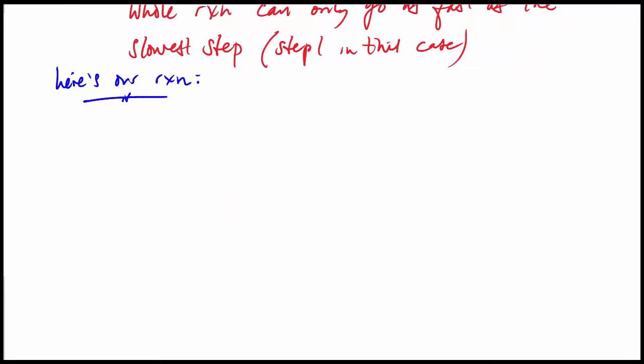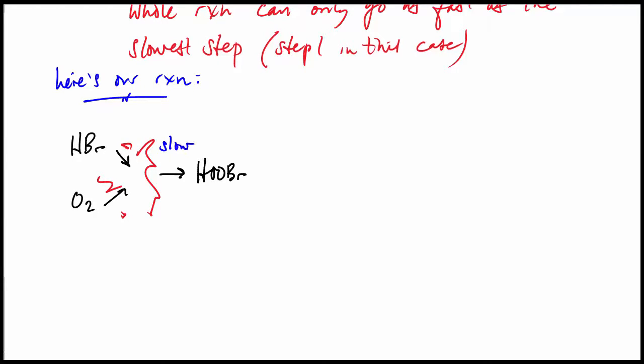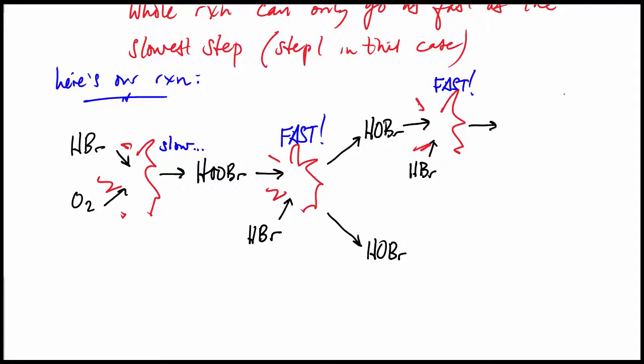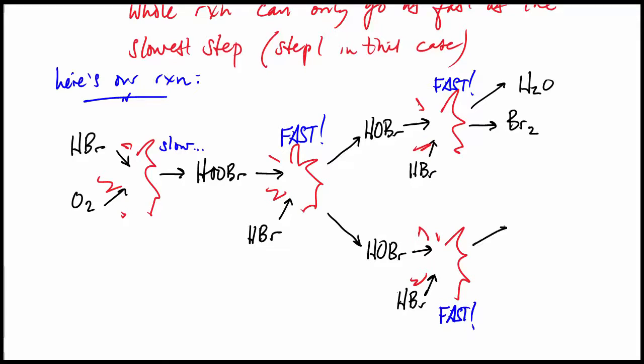What does that really mean? Well, let's have a look at our reaction. There's the hydrobromic acid and the oxygen, they'll collide together, making our friend Huber. That's a slow reaction, remember. Huber is then going to get collided with another hydrobromic acid molecule. That's a fast reaction now. And this collision will yield the Hober and another one going in the other direction. That first Hober gets hit by another hydrobromic acid molecule to produce the bromine and the water molecule. Same thing happens to the bottom Hober, it gets struck by another hydrobromic acid in a fast reaction, giving you the water and the bromine gas again.